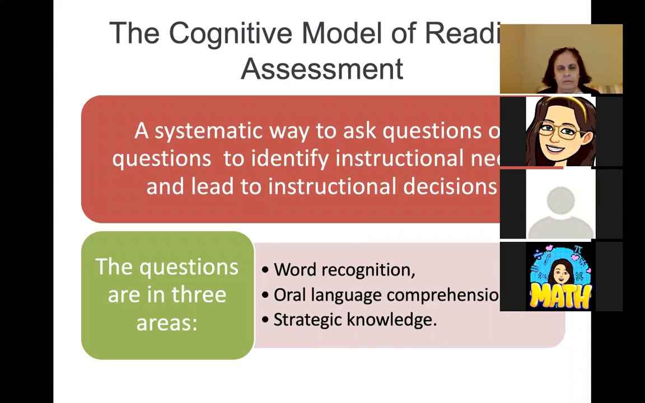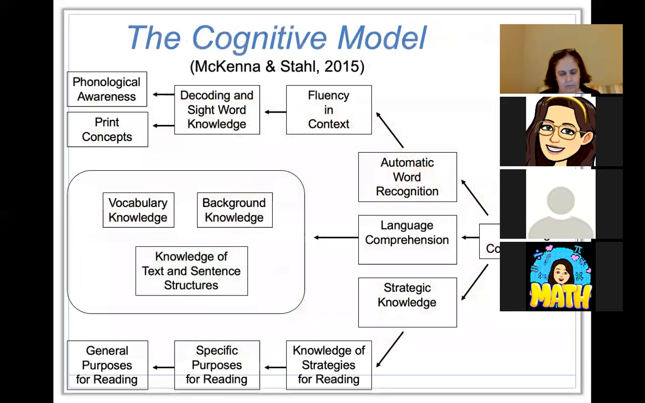So when you're thinking of a model of reading, I want you to be thinking of this as a system of questions. This is a system of questions that you consistently ask with a purpose to identify what is the instructional need of the learner. This is like a roadmap that will help a teacher and an educator to decide how to proceed in determining what interferes with a learner's growth. The questions that you ask are in 3 areas: word recognition, oral language comprehension, and strategic knowledge.